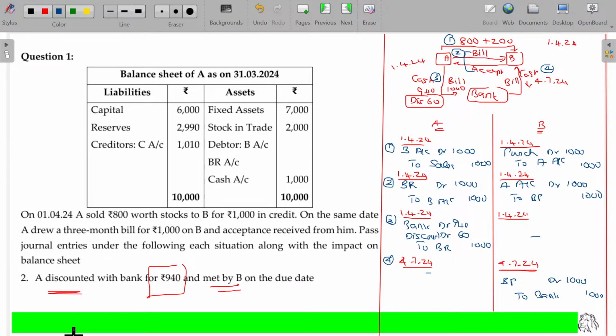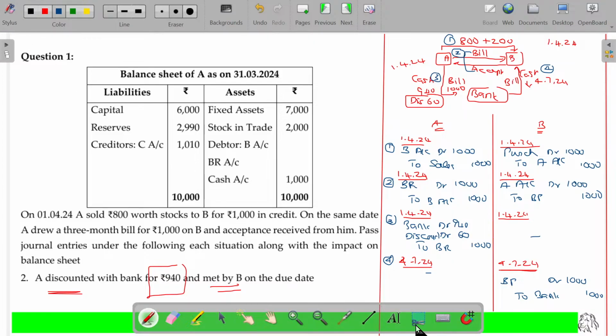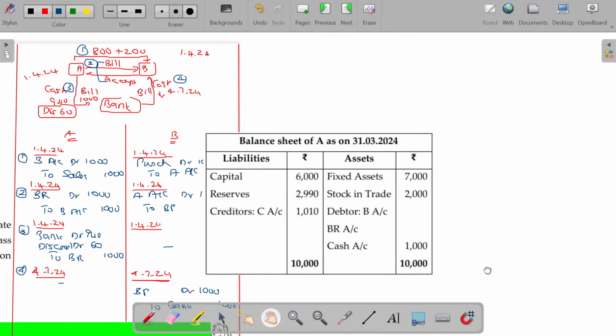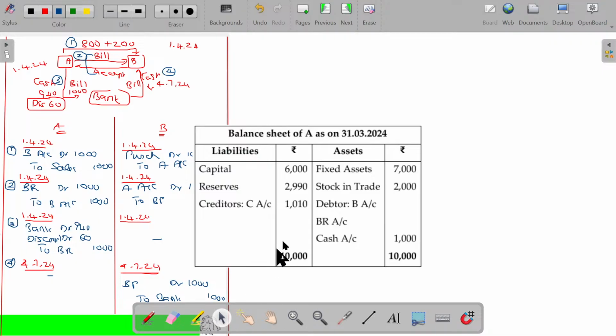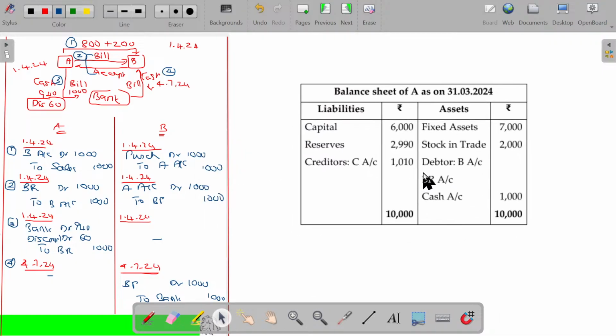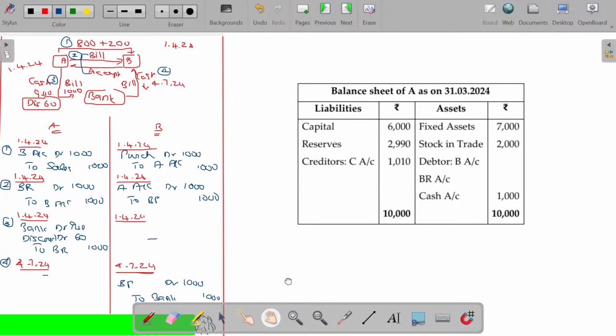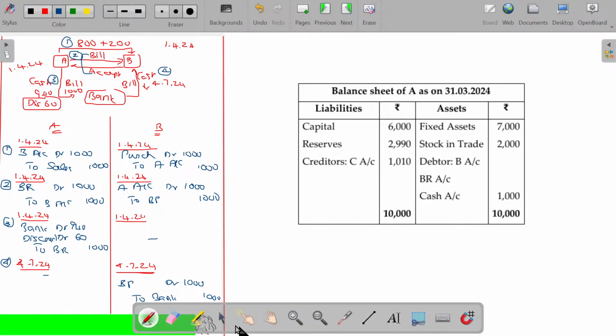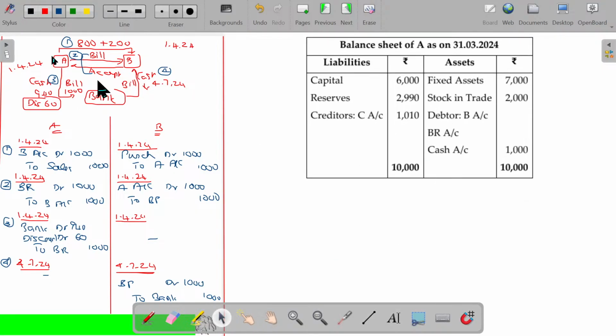Now, what about the impact of these three transactions in the balance sheet of A? In the balance sheet of A. Let's see. I'll explain the impact. Okay. Impact on the first date.